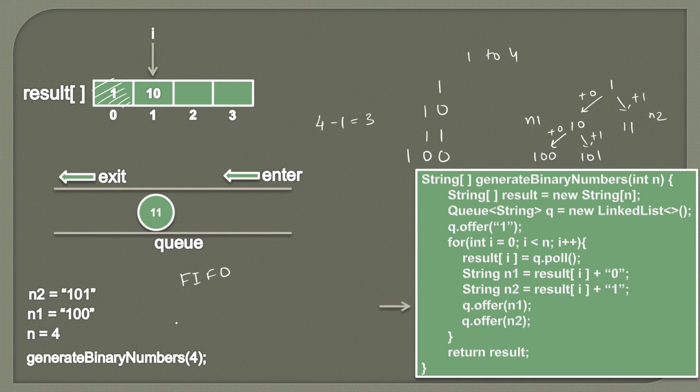And then we will simply offer n1 and n2 into the queue, because we need to put them in proper sequence so that this binary number generation is done in proper order. So 1 0 0, which is n1, will go into the queue. Then we will offer n2, which is 1 0 1. This will go into the queue. Now this element is generated properly, so we will increment i.